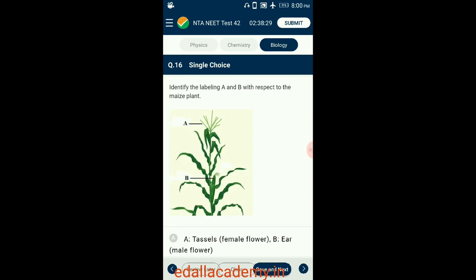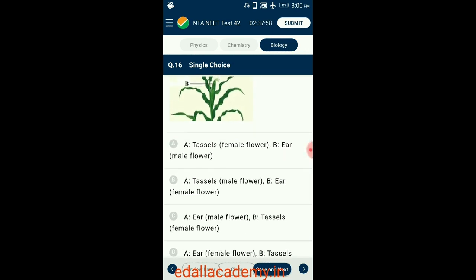Identify the labeling A and B with respect to the maize plant. Maize has flowers pollinated by wind. It is generally called anemophilous. They have dry pollen grains and thin long styles and feathery stigma.